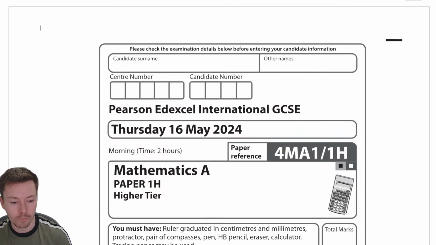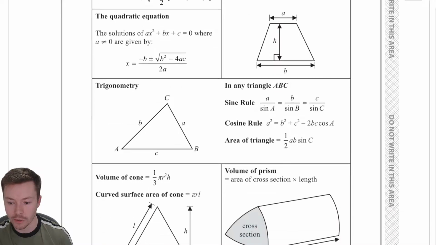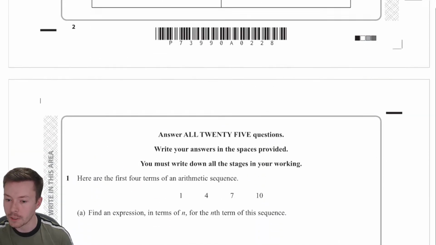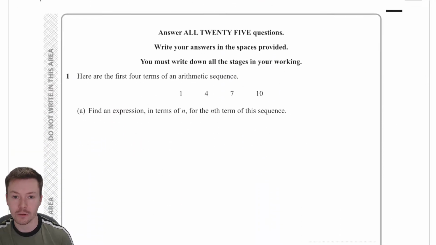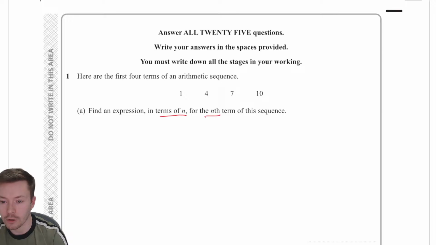Right, here we go. So I am going to start off by going through this paper like I just said. This is the formula sheet on every test. Always the same. Will be the same this year, this summer. Okay, so first question. Pretty straightforward. Find, in terms of n, the nth term for this sequence.